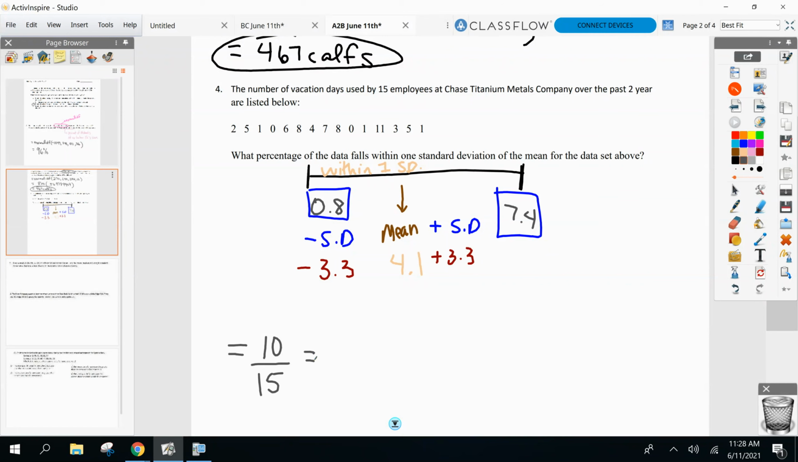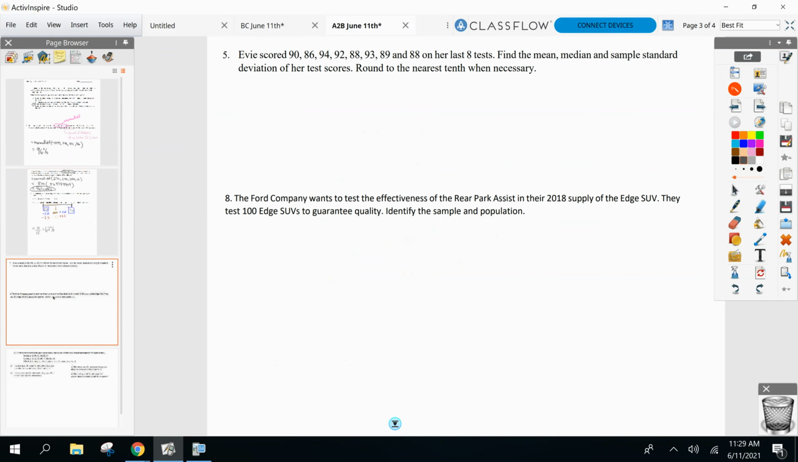About to the nearest percent. 0.66. Yep, that's as a decimal. 66. Yep, it's about 67% when I round the 6 up. All right, that was good work there, Will. Good job. Everyone else all right? Within one, I add and subtract the standard deviation, find out how many there are. All right, good one right there. Let's keep rolling. Number 5.